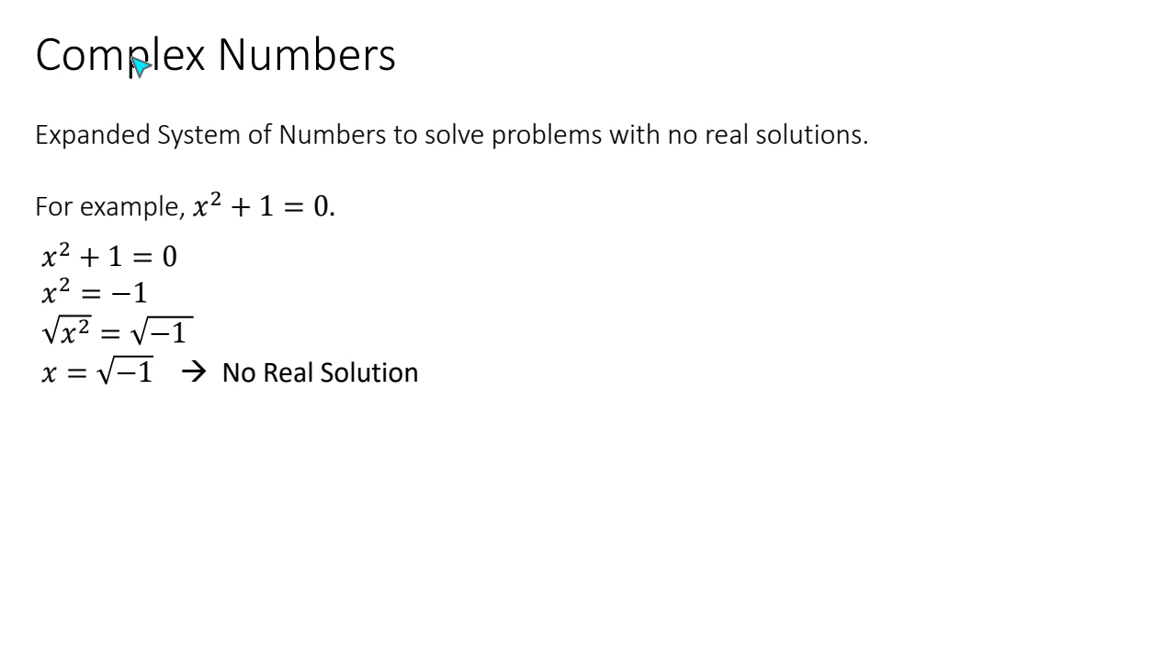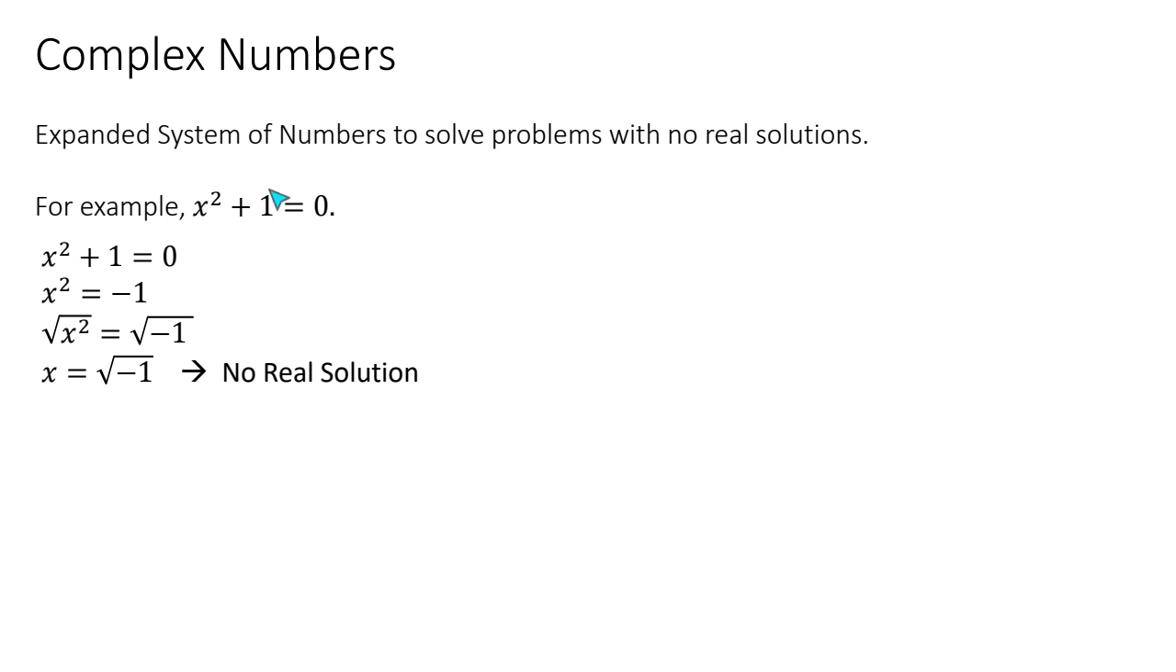Here it says we're going to talk a little bit about complex numbers: an expanded system of numbers to solve problems with no real solutions. If we had x squared plus 1 equals 0 and we're trying to solve for x, we would subtract the 1, then take the square root, and x is equal to the square root of -1, which is not a real solution.